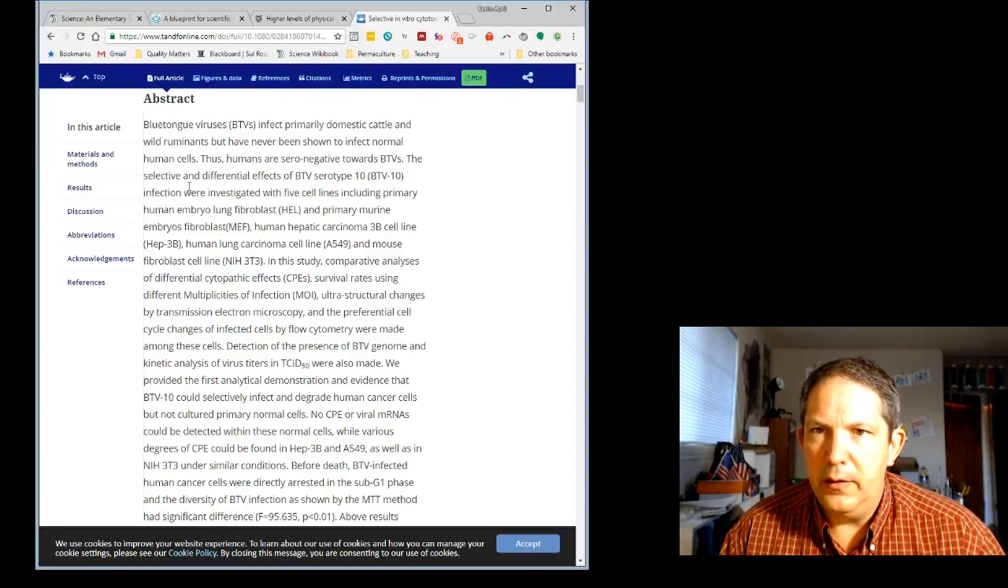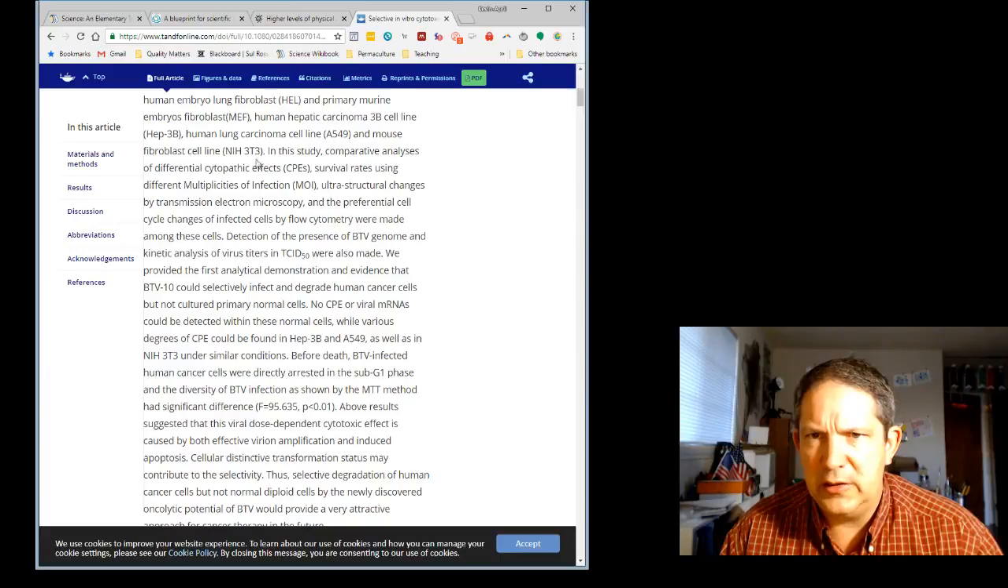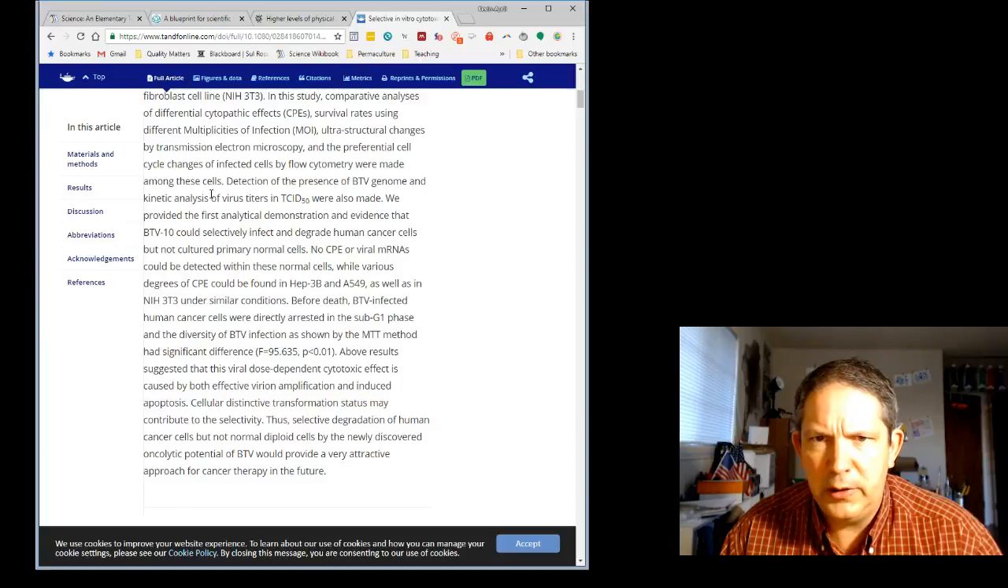But let's see, infection, we investigated with 5 cell lines, including primary human embryo lung fibroblast, which is lung cancer cell, and primary murine embryo fibroblast. That murine is mouse. Human hepatic carcinoma 3B cell line, so a liver cancer cell line, human lung carcinoma cell line, and mouse fibroblast cell line. In this study, comparative analyses of differential cytopathic effects, survival rates using different multiplicities of infection, ultrastructural changes by transmission electron microscopy.